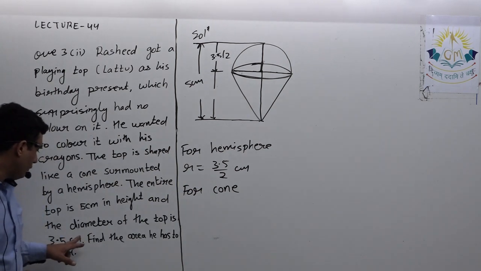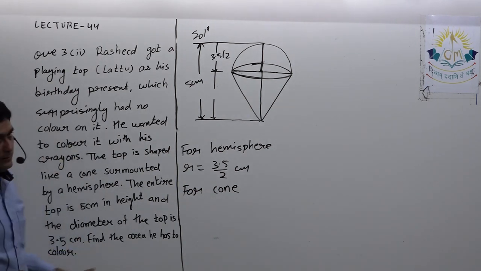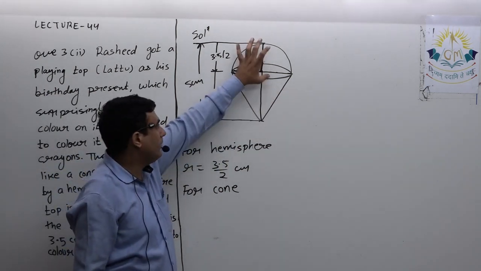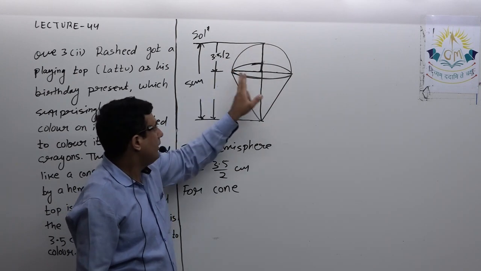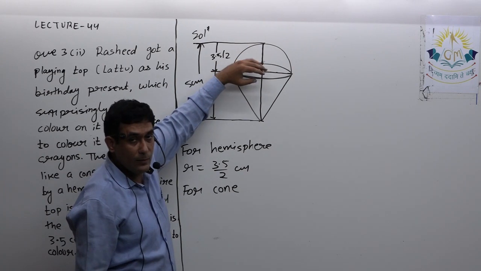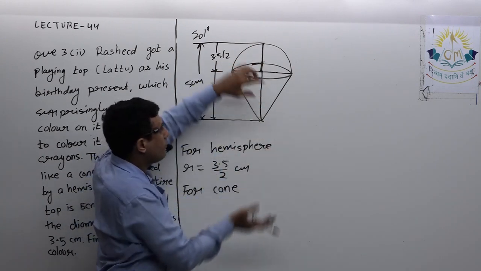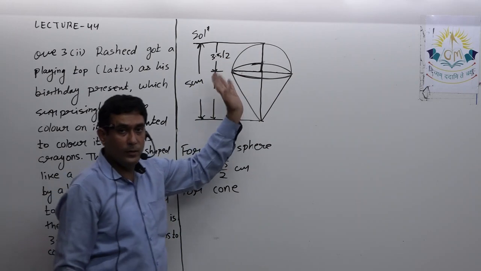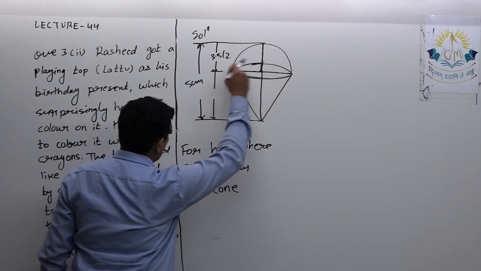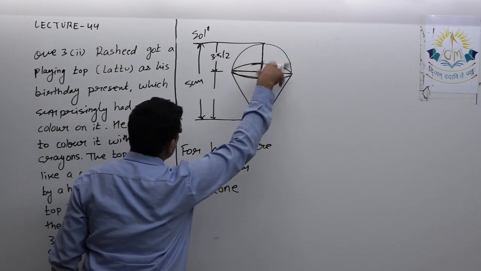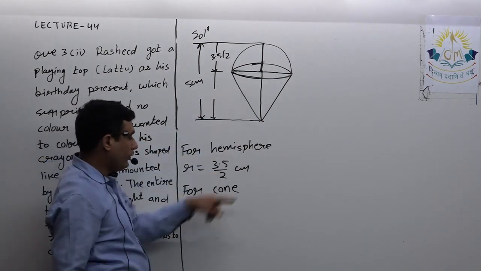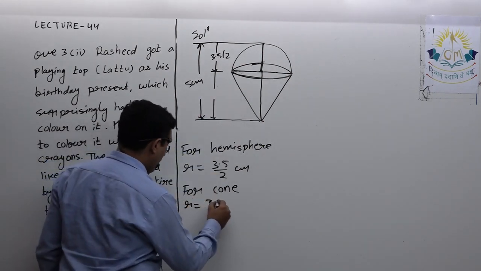We have to find the area he has to color. That means he can color on the curved surface of this cone as well as curved surface of this hemisphere. Now you can see this particular area, which here it seems that it is visible, but actually the two surfaces will be like this, so this base area is not actually visible, so it is not possible to color on that. Okay, so for cone, because the diameter is 3.5, that means radius of the cone will be again the same, that is 3.5 by 2.